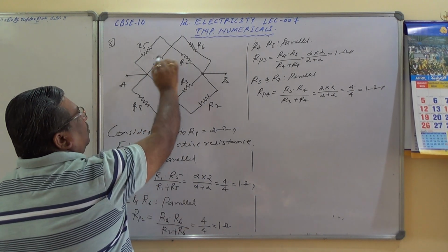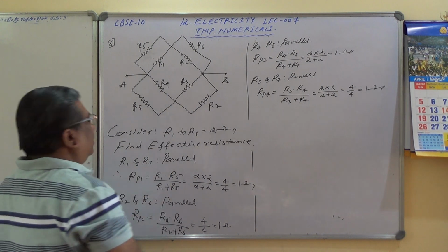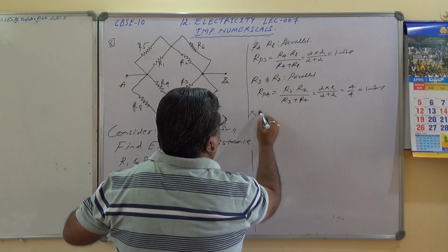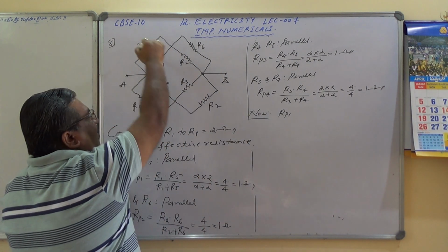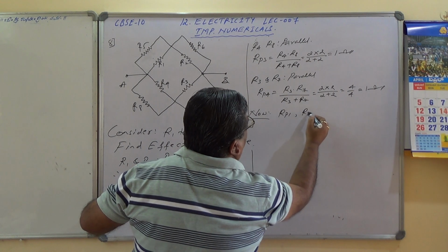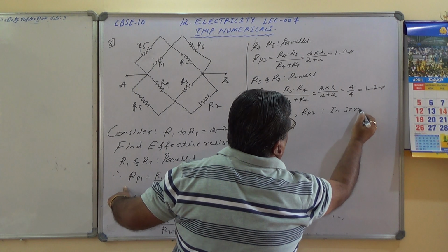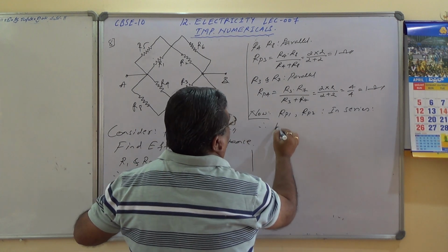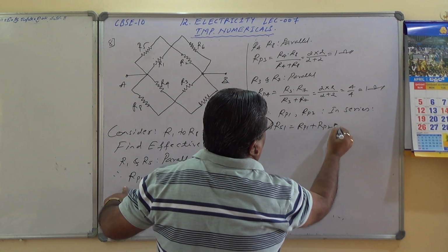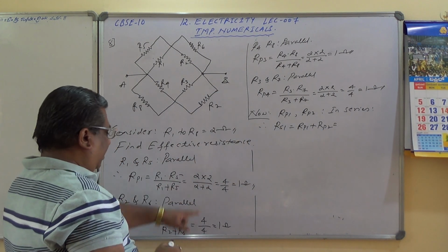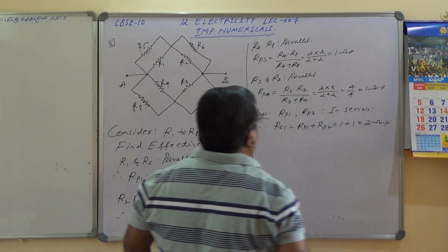So RP1, RP2, these two are in series combination. RP3, RP4, these two are in series combination. So I write that one. What is RP1? This combination, and RP2, this combination in series. Therefore, RS1 equals RP1 plus RP2. RP1 is how much? 1. RP2, 1. So 1 plus 1, which equals 2 ohms.